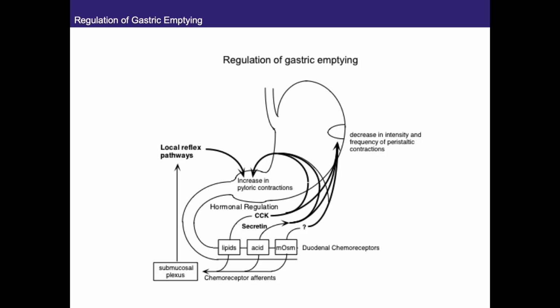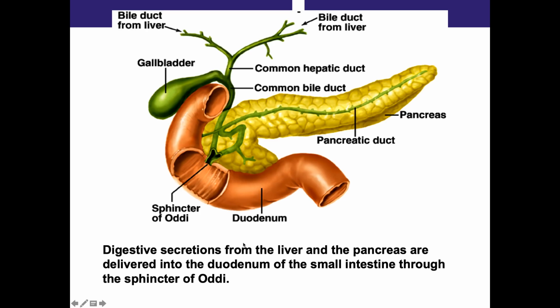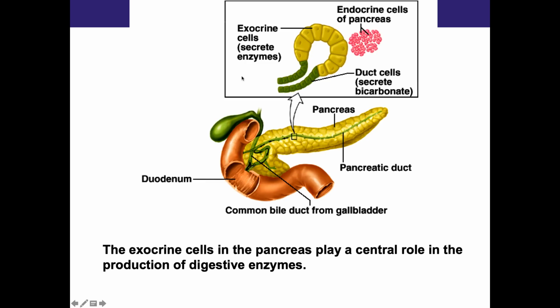Okay, let's dive into this in a little bit. This figure right here is just a very simple figure that shows you some of the structural differences between the gallbladder and the pancreas. They have a common duct. They deliver all of their products through the sphincter of Oddi into the duodenum. The pancreas is organized with both exocrine glands and endocrine glands. The exocrine glands are the ones that deliver digestive enzymes. The endocrine glands of the pancreas are the ones that produce hormones like insulin, glucagon, and somatostatin.